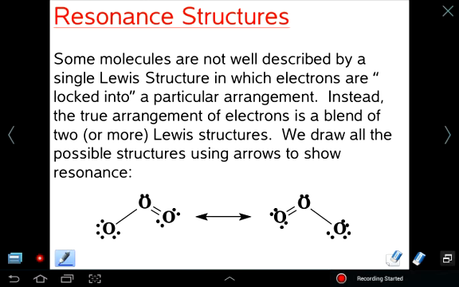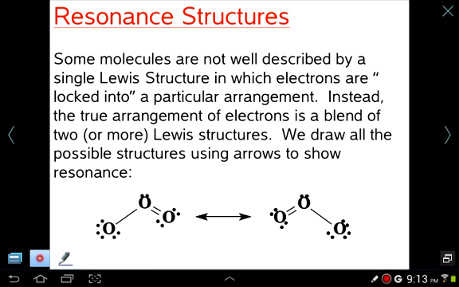Okay, this is lesson 4 of chapter 8, and in this lesson we'll talk about something called resonance, and we'll draw resonance structures. It turns out that some molecules are not well represented by just a single structure, and what the true nature of the molecule is.